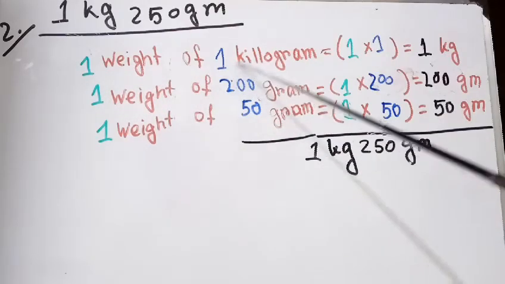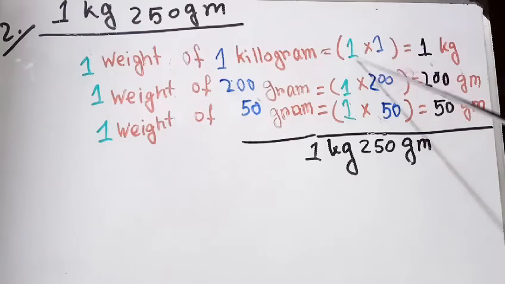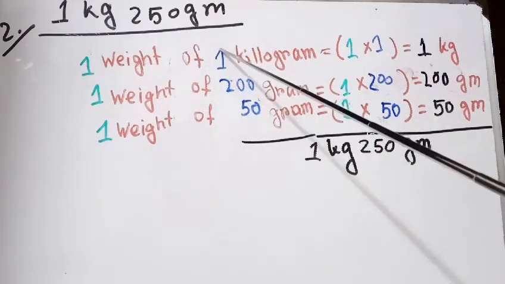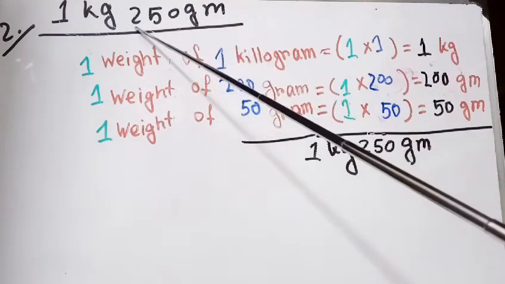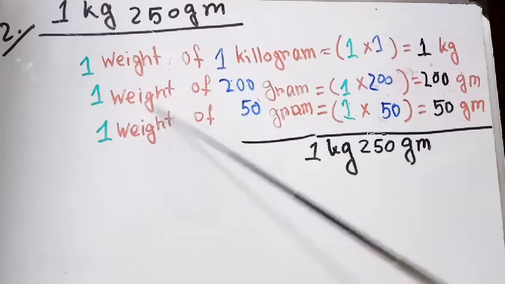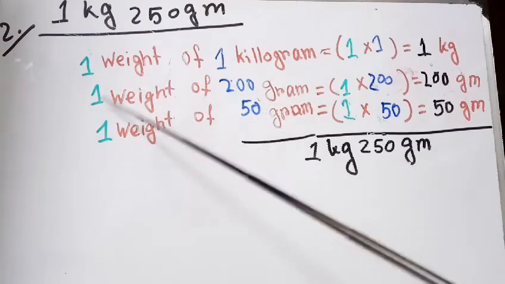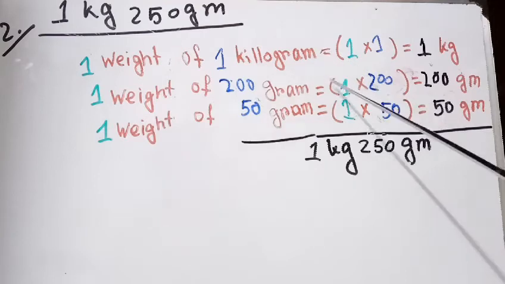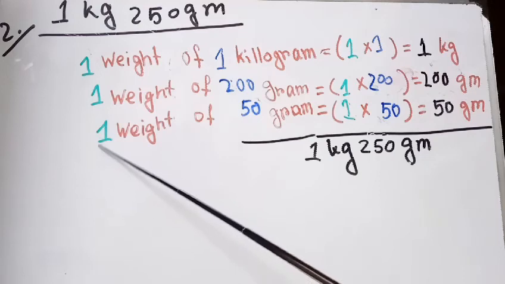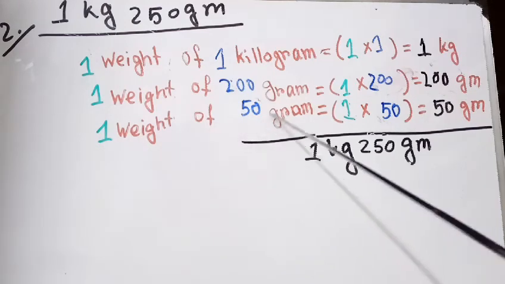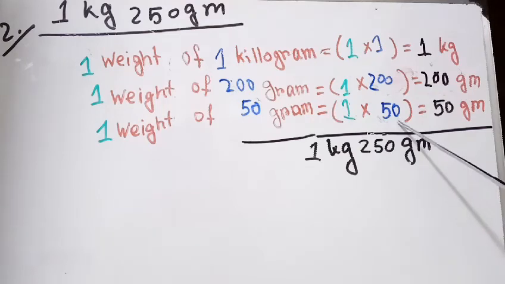So 1 weight of 1 kilogram is 1 multiplied by 1, which is 1 kg. Then I have to convert 250 gram. 1 weight of 200 gram is 1 multiplied by 200, which is equal to 200 gram. And last, 1 weight of 50 gram is equal to 1 multiplied by 50 gram. If I add this, 1 kg and 250 gram is 1 kg 250 gram.